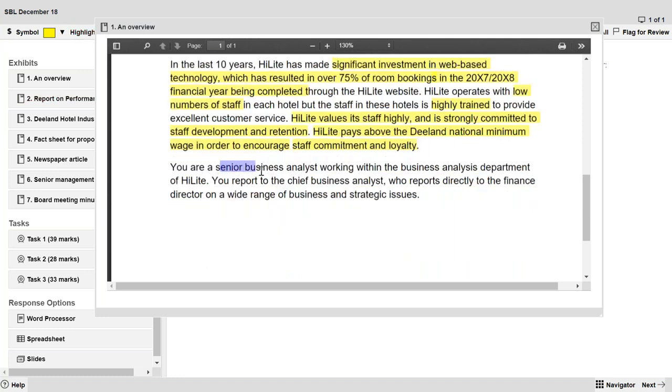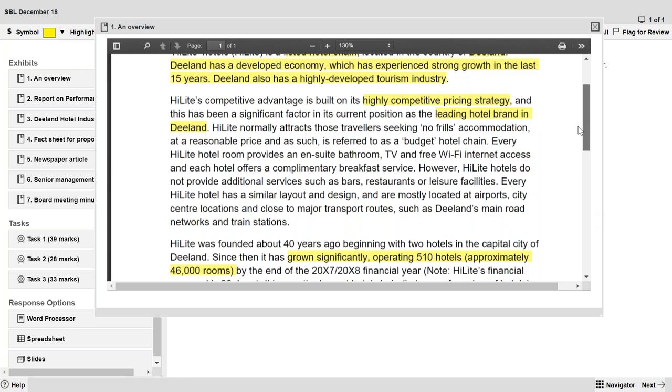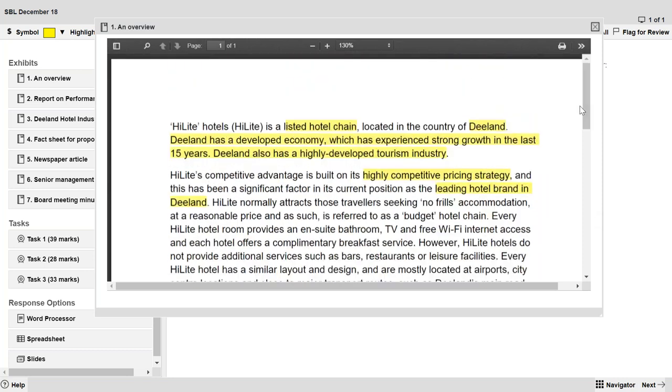Now, you are a senior business analyst. This is my role. Working with the business analysis department of Highlight, you report to the chief business analyst, who reports directly to the finance director, and a wide range of officers. So now, because we are just doing SFA question, I'm looking for some basic information about home country. I'm more interested in some negative information or some challenges. I'm looking for target country, target company, and then human resource, financial resource.